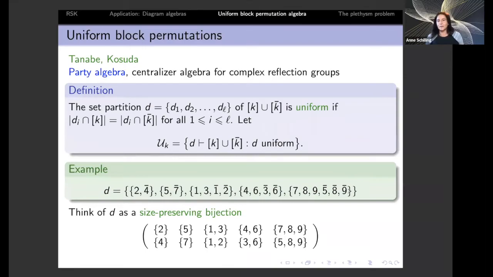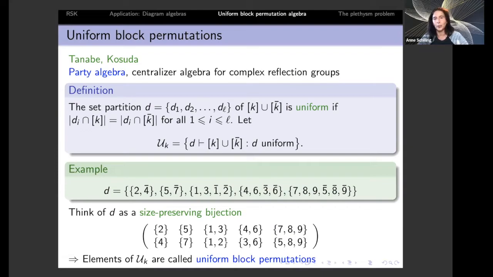Okay, and why do we call them uniform block permutations? Well, because you can think of them as size preserving bijections, right? A particular block, we can again split into the barred and unbarred letters, and we would put the unbarred letters on the top, the barred letters at the bottom. Sorry, for the barred letters, I dropped the bar because they're in the bottom row, right? But the 2, 4 would correspond to this 2, 4 in our generalized permutation. And then you can see that a particular block of a given size will be mapped to a block of the same size, right? 2 and 4 have the same size, 5, 7 have the same size, and then 1, 3 and 1, 2, again, they have the same size. So that's why the elements of UK are also called uniform block permutations.